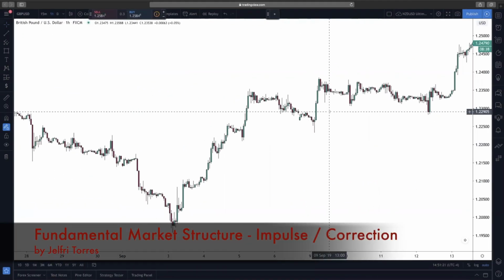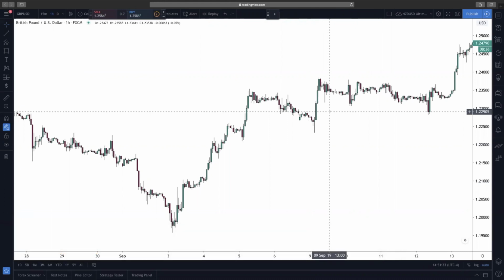My name is Jelfi Torres, and today I wanted to go over what I believe is one of the most fundamental things about market structure, which is impulse and correction. I believe once you have a better understanding of what an impulse and what a correction is, then you'll be able to make smarter trading decisions, whether it's taking a trade or managing your trade.